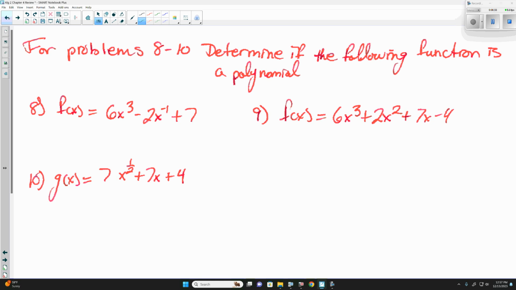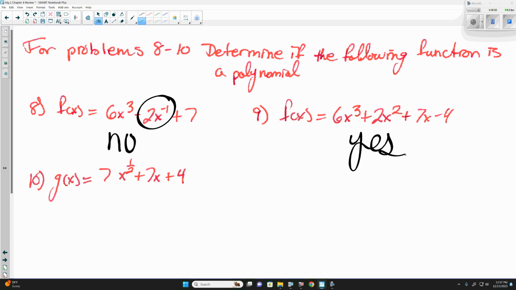So, number 8. Is number 8 a polynomial function? No. Why? Because our x exponent is negative 1. How about number 9? Yes. No, I mean, yes. I was looking at this part. Because is any of the exponents negative? So for these here on the review, yes.